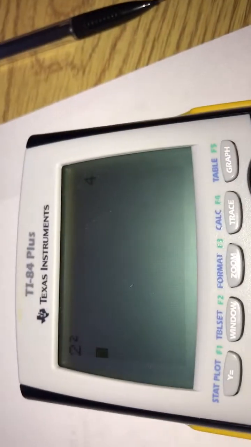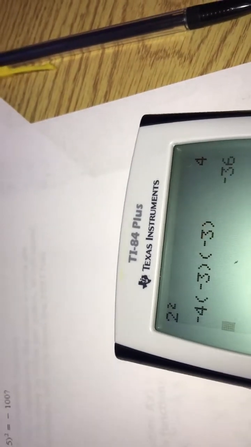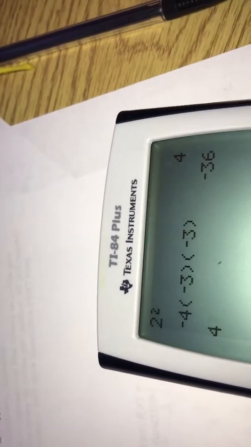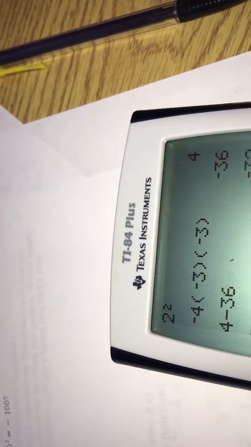This is negative 2 plus or minus, over negative 6. Okay, so 2 squared equals 4. Negative 4 times negative 3 times negative 3 equals negative 36. 4 minus 36 equals negative 32. So put that over here, equals negative 32.